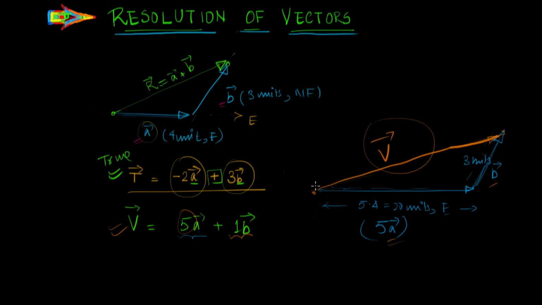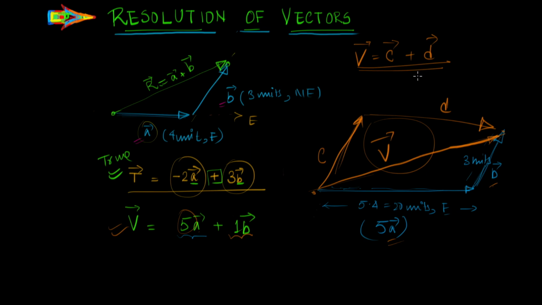You could also have other bases. You could also have any other combination of vectors. You could define V as, say, this vector C and this vector D. So V could also be C plus D. This is another decomposition of V, but in a different basis, and the basis is defined by A and B. That's another style, but we're still resolving the vectors.